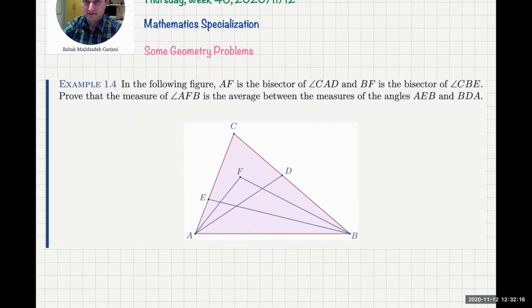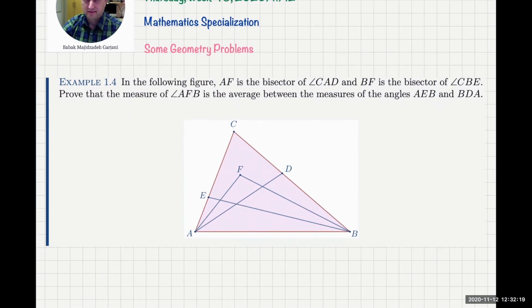Okay, so let me read this problem for you. In the following figure, AF, which is this one, is the bisector of angle CAD. So it is the bisector of this angle. And BF, which is this one, is the bisector of CBE, the bisector of this angle. Prove that the measure of angle AFB, meaning this angle, is the average between the measures of the angles AEB.